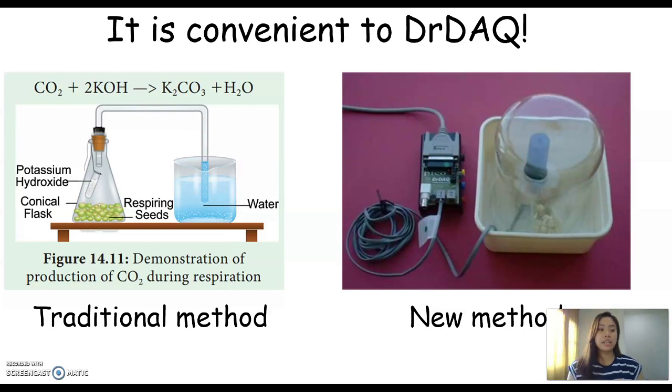So in conclusion, this data logger is very convenient because it will automatically monitor and record the environmental changes in the experiment and save the data to a computer connected to it, making it easier for us to analyze the data. This will help in reducing the human error that we usually make.